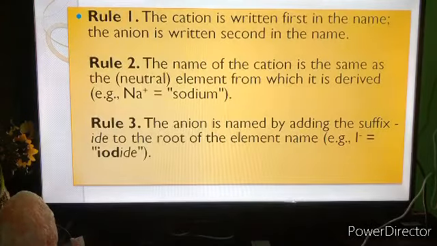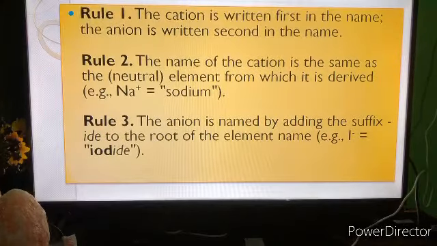Now let us go on with the rules in naming binary ionic compounds. The first rule is that the cation is written first in the name, and the anion is written second. Cation refers to metals, anion refers to non-metals. So in simple terms, the metal is written first, followed by the non-metal.